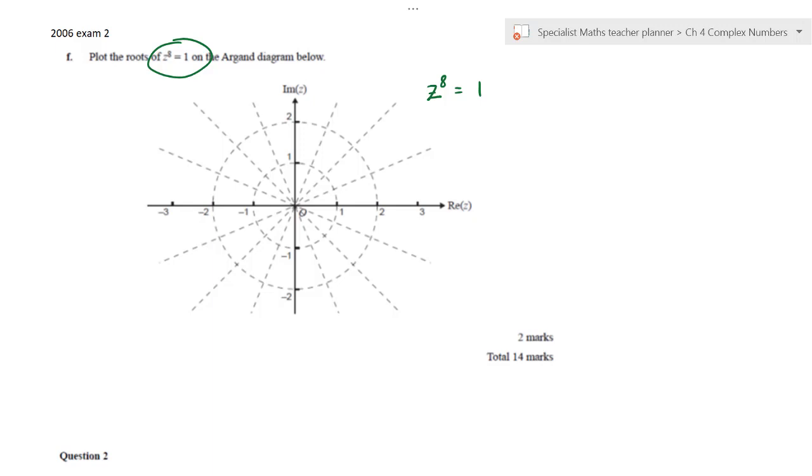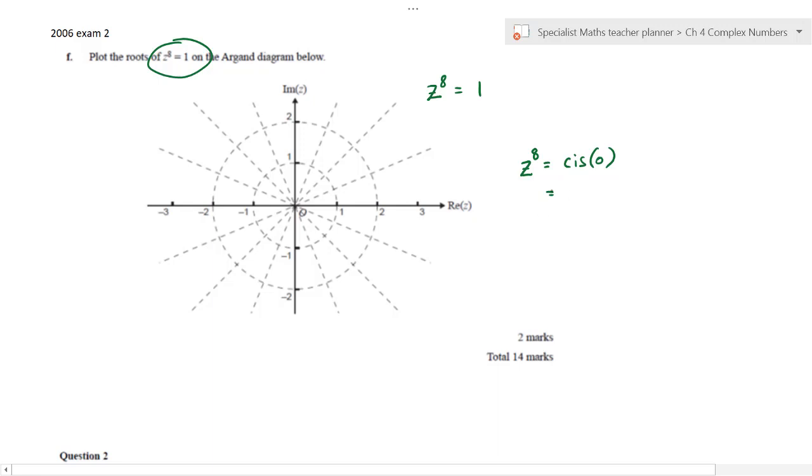Let's do this really quickly together. Z to the power of 8 equals 1. Now, what I'm going to do is change 1 to polar form. What is 1 in polar form? Cis of what? 0. Okay, this here is cis of 0. Now, you can see there, if I've got Z to the power of 8, then what we have there is cis of 0.